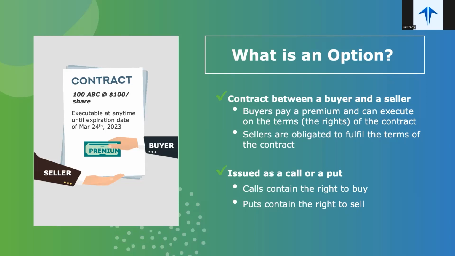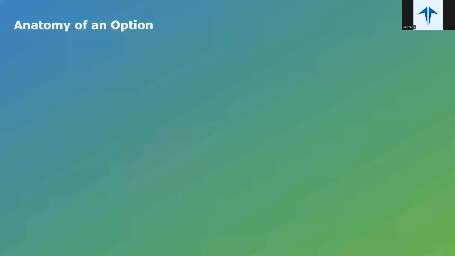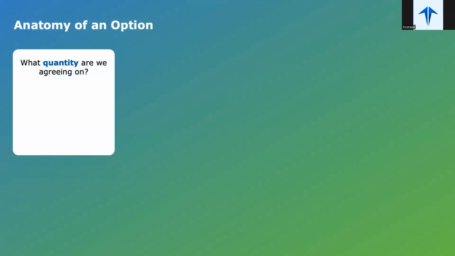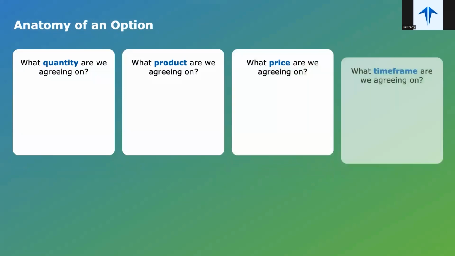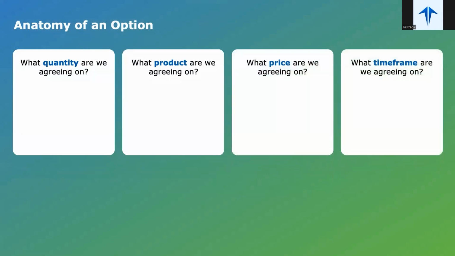And puts are really just the opposite, but I wanted to make sure you at least had a foundational understanding before we dive into the nitty gritty details. Another way of discussing the anatomy of an option is the questions that we ask that are associated with any type of contract: what quantity are we agreeing on? What's the product that we are agreeing on? What is the price, and what is the time frame? Notice the words agreeing on.